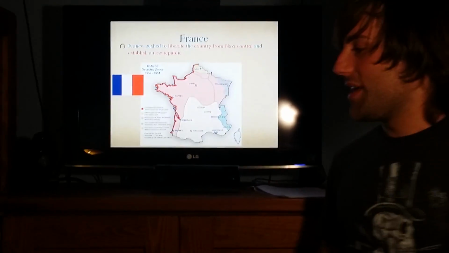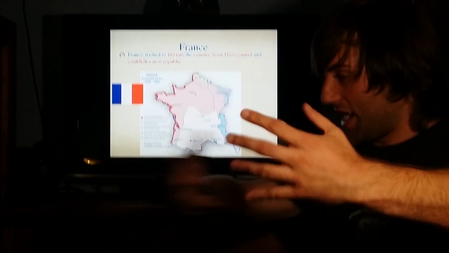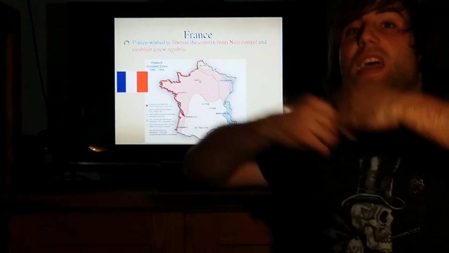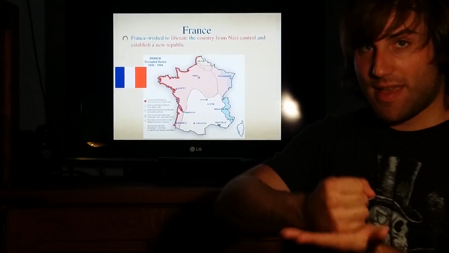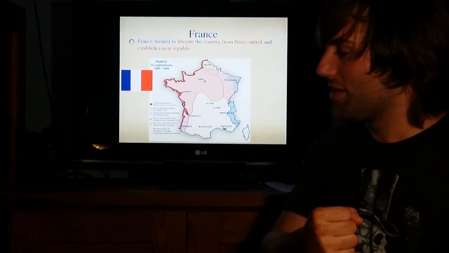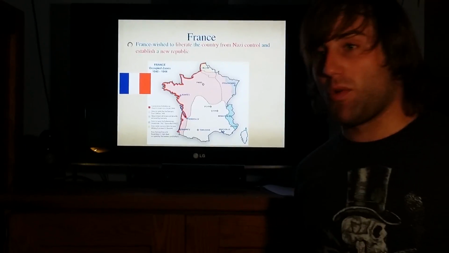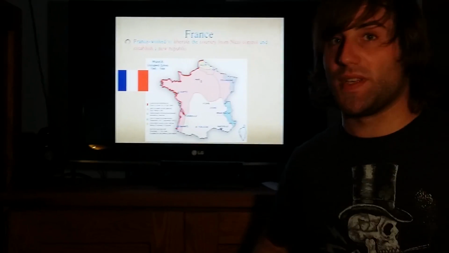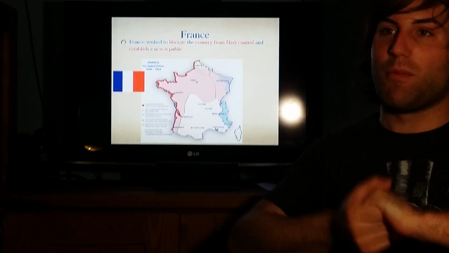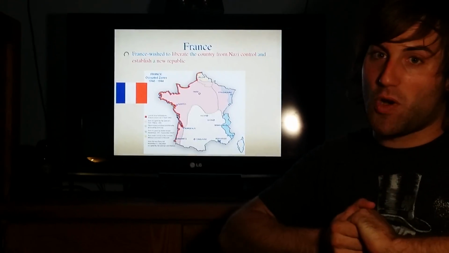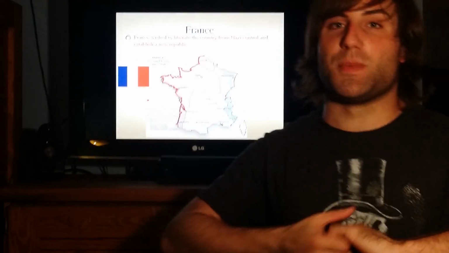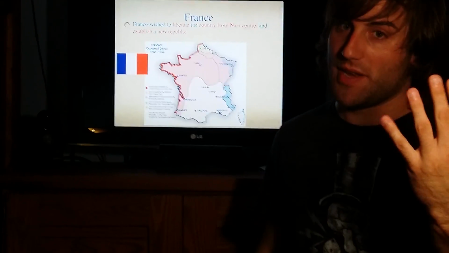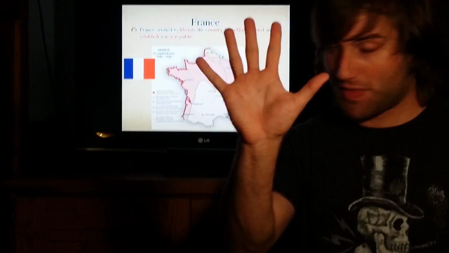Next is France. They wanted to liberate or free their country from Nazi control. Because remember, Germany had them under their power. France wanted to do that, and they wanted to form a new republic, which is another word for democracy. They wanted to form the fifth one. Germany overthrew the fourth one. The French wanted to establish their fifth one.